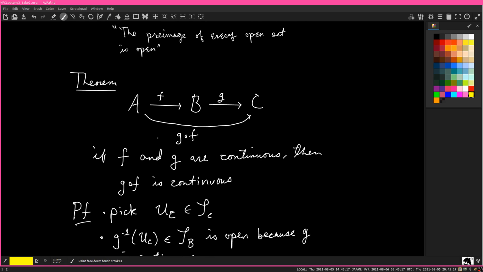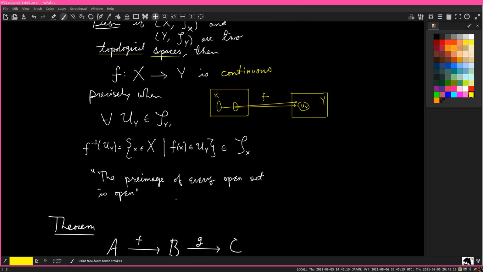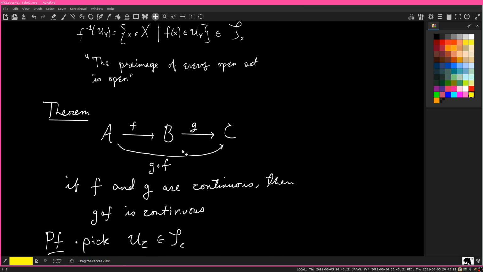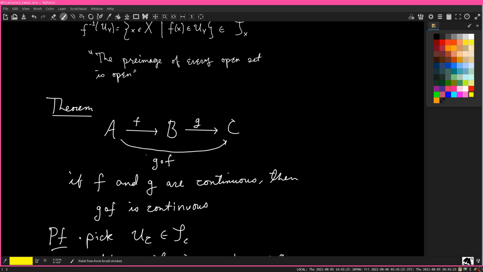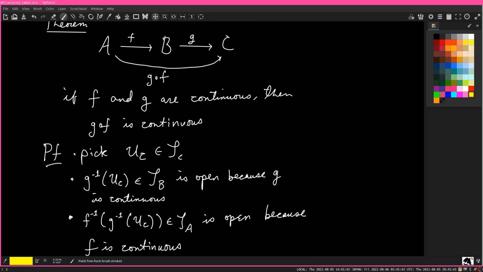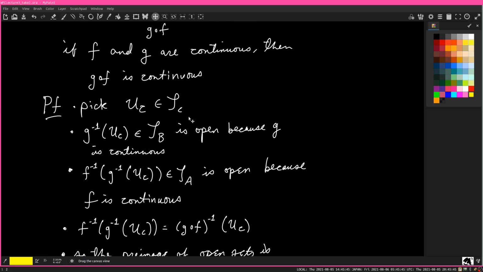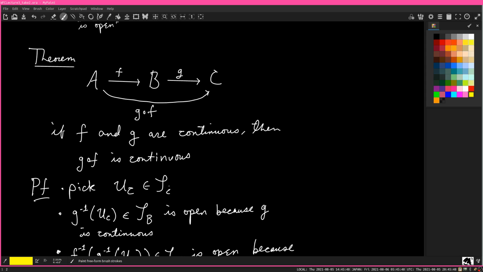So let's use this set theory idea to prove a very simple theorem. If you have three topological spaces like this, and you have a function from the first to the second and the second to the third, and you compose them, then the composition is continuous. So in other words, if you compose two continuous functions, the composition is continuous. So for a proof, we're going to pick some open set U sub C in the topology on C. That's what this first one is.